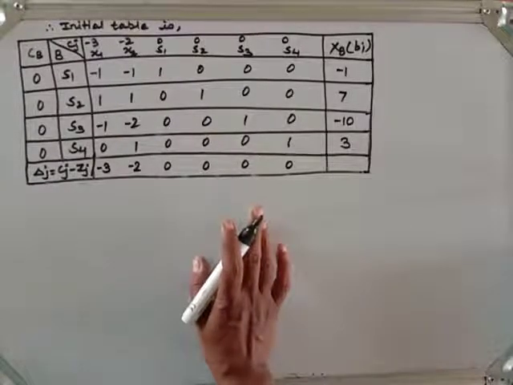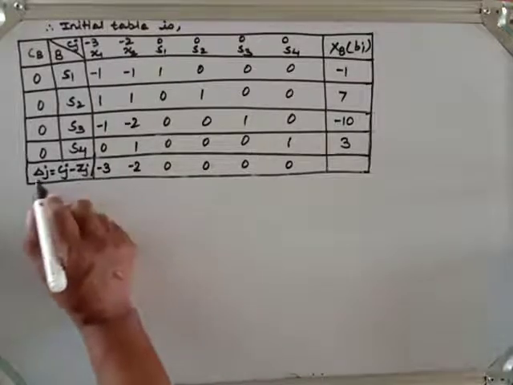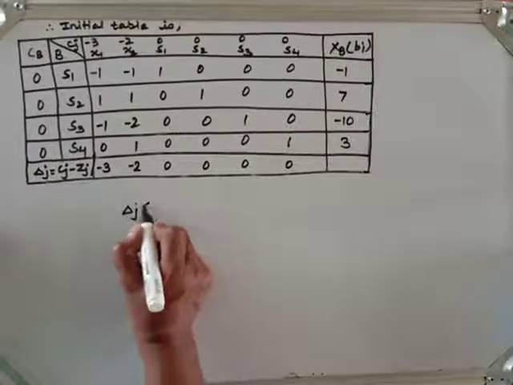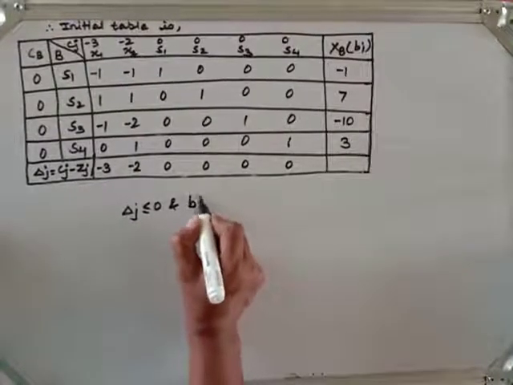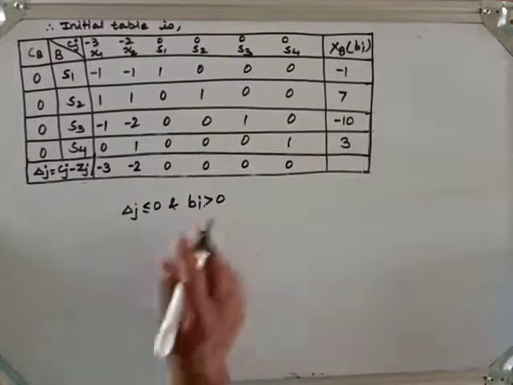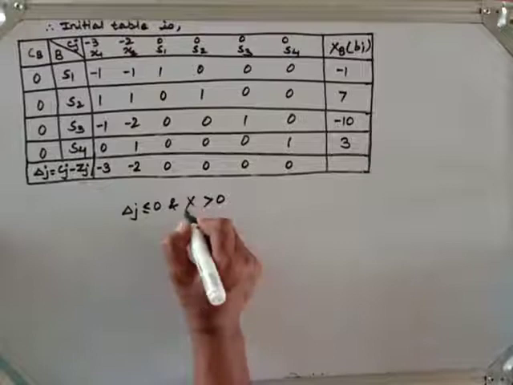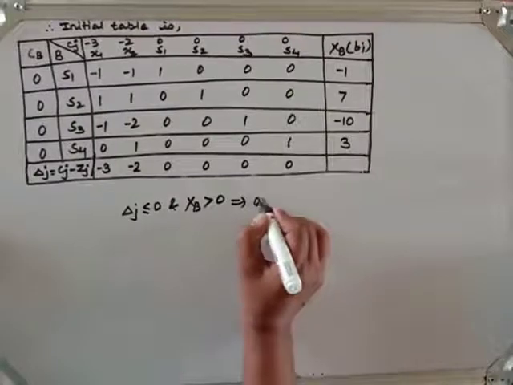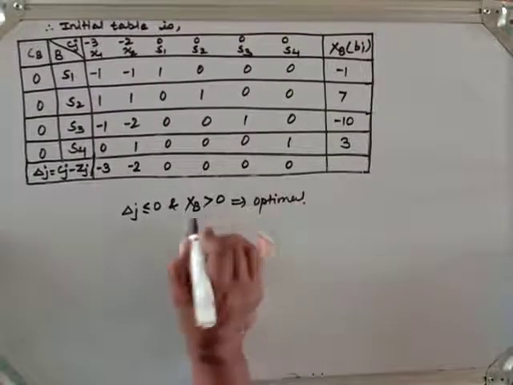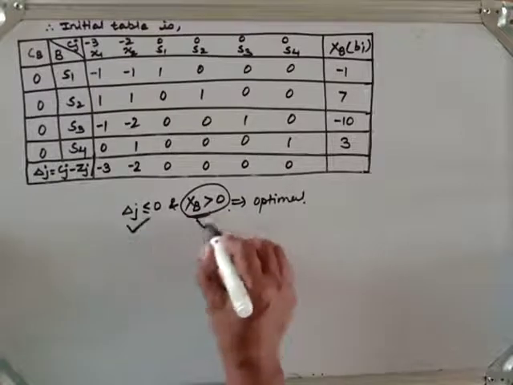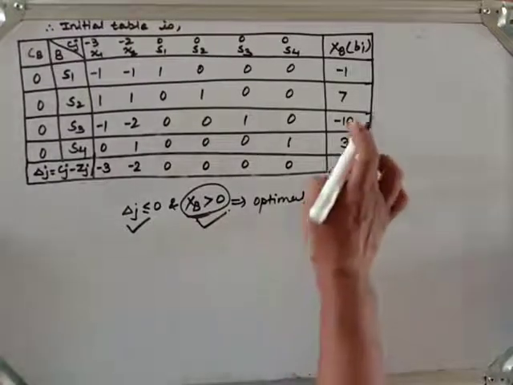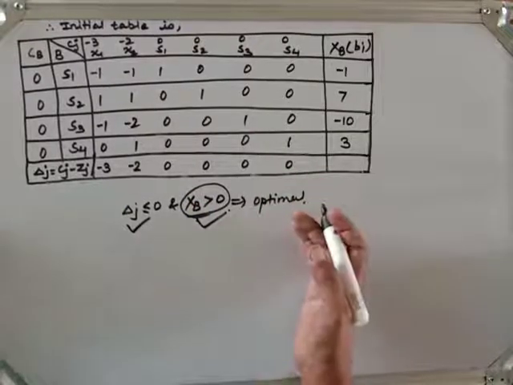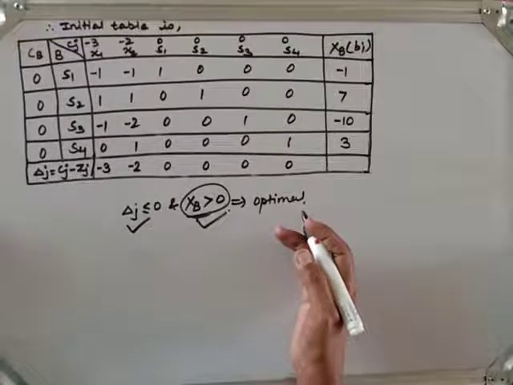Now the dual simplex method tells us that if all del j are less than or equal to 0 and the bi's, or simply the xb, are positive, then it is optimal. But here this condition is not satisfied. Both should be satisfied, then it is optimal. If not, it is not optimal. If not, we need to go for the next table. So for the next table, we need to find the pivot element.